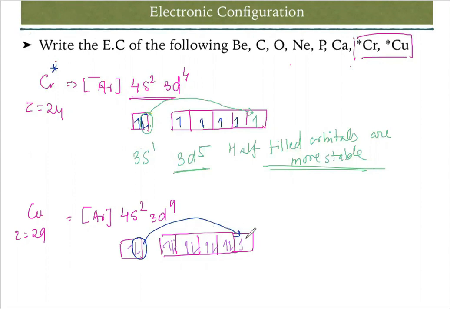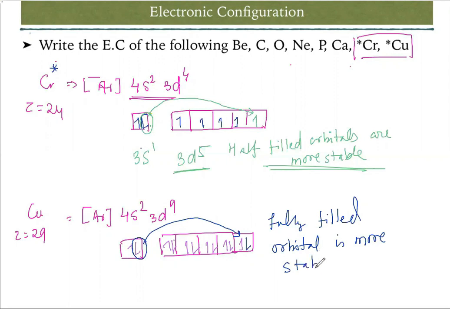So what is the reason here? Now here 3d is fully filled. Fully filled orbital is more stable. So now the take home message is, you just remember the two electronic configurations of chromium and copper. The exceptional reason for chromium is half filled, the exceptional reason for copper is fully filled, and both are more stable.